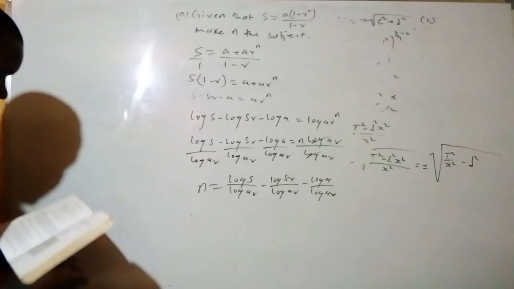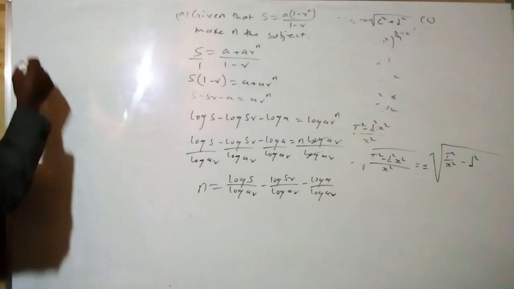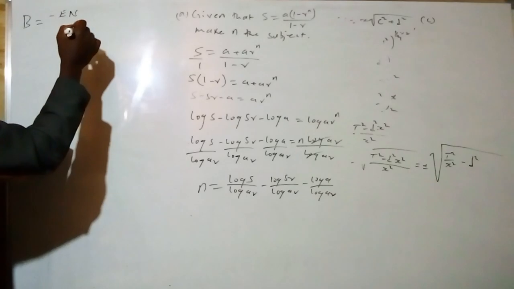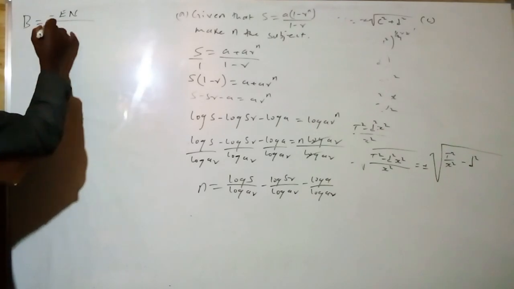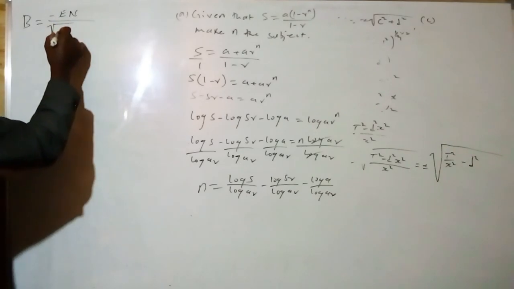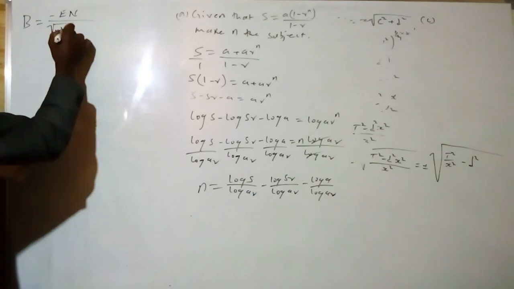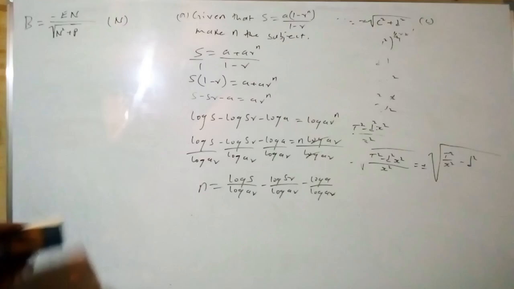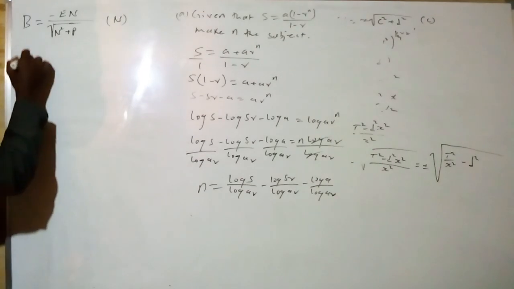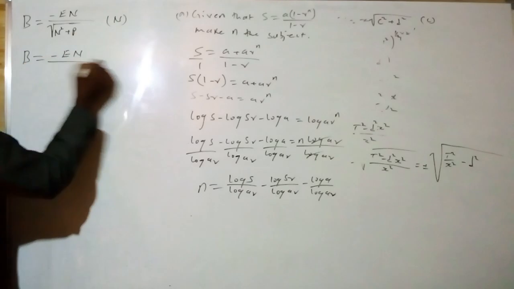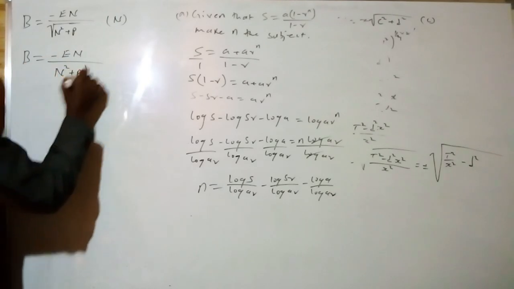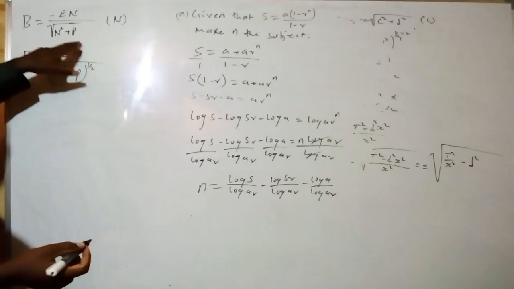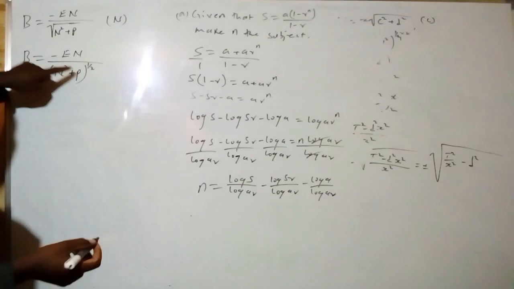We are given B is equals to negative EN all over the square root of N squared plus P, and you are supposed to make N the subject of the formula, this N. We are going to have B is equals to negative EN all over N squared plus P, the bracket to the power by half. This by half is square root, so that after that you can square everywhere, every place with the 2.